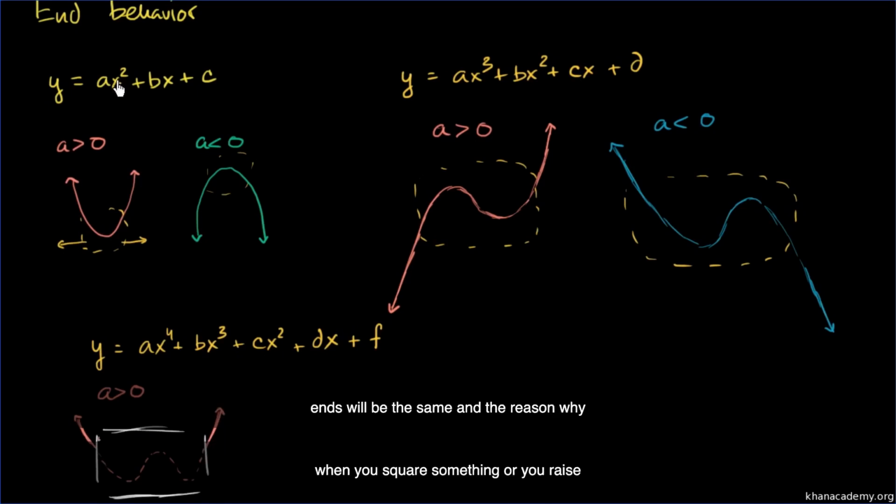And the reason is, when you raise anything to any even power, as long as a is greater than 0, for very large positive values you're going to get very large positive values, and for very large negative values, you're also going to get very large positive values. You take a negative number, raise it to the fourth power or the second power, you're still going to get a positive value.